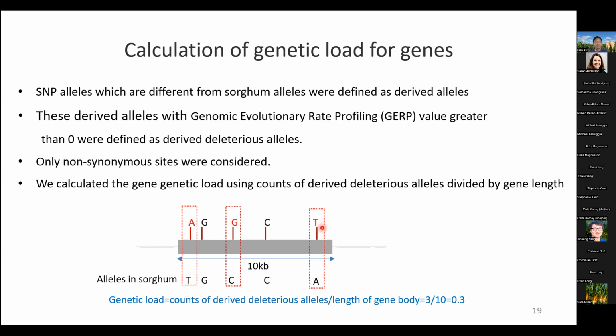Then if the SNP has a GERP value larger than 0, we define this SNP as a deleterious allele. So here, we suppose all these SNPs are deleterious alleles, and only the non-synonymous sites were considered. So in this case, we have 3 derived deleterious alleles in total, and we also divide by the gene length. In this case, the genetic load is 3 divided by 10 kb, which is 0.3. This is the method of how to calculate the genetic load.